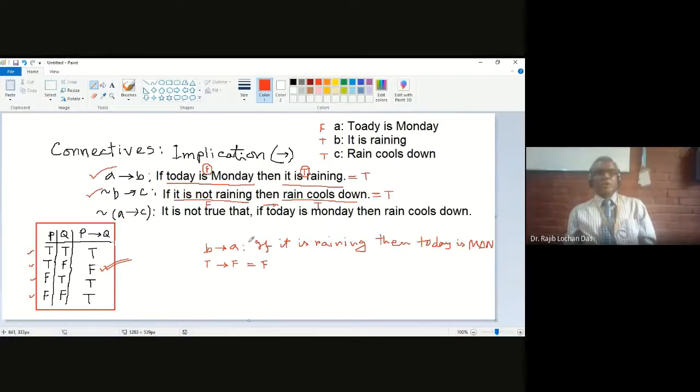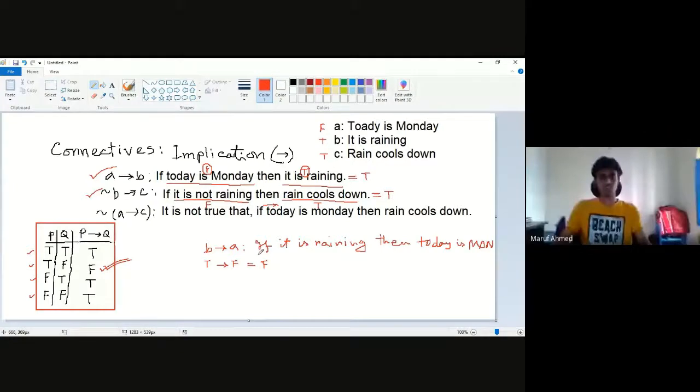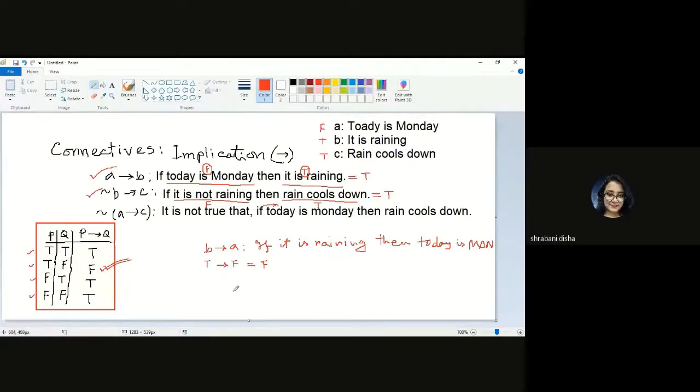So you are saying if it is raining, then today is Monday. But we already know today is not really Monday. Today Monday is false and it is already raining. So the total sentence is wrong, not correct. So that means false. Do you understand this thing? Yes, sir.